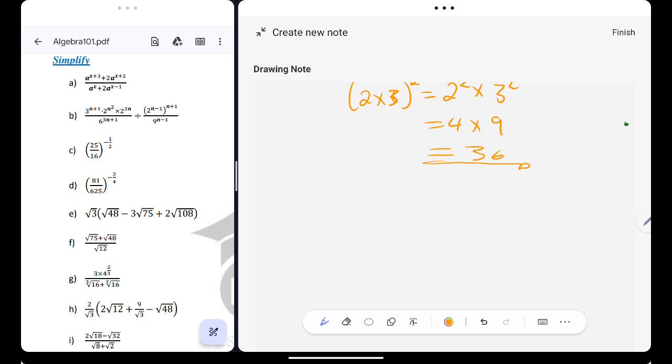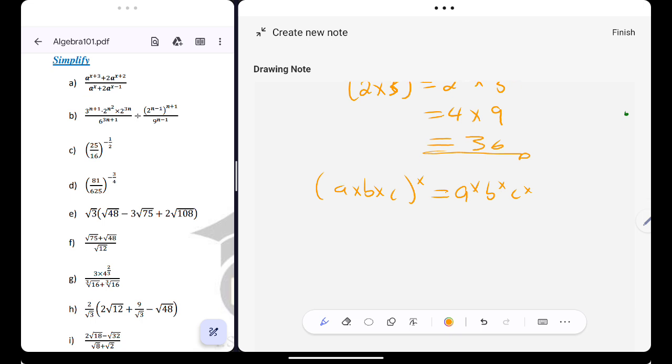Sometimes it can be even 4. Sometimes you can have a multiplied by b, c, all raised to the power x. That is a to the x, b to the x, and c to the x. As long as they're multiplied, you are allowed to do this all together. Okay, and then going to the fifth law.